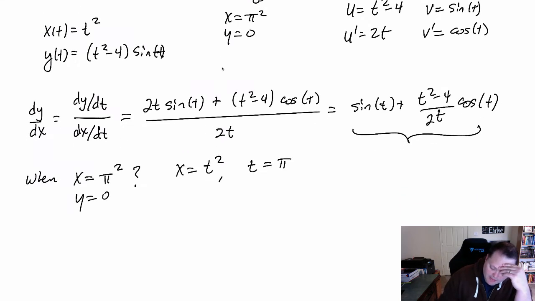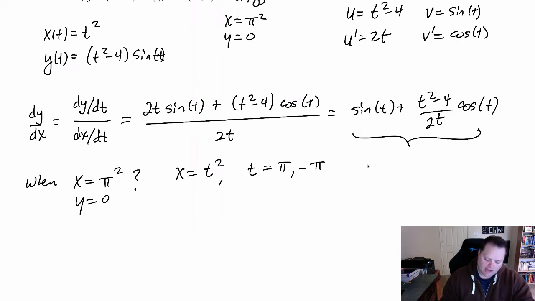So t equal to pi makes sense. But understand that it could also be negative pi. Right? So when is x equal to t squared? Well, if t is pi or t is negative pi, that could be the case. Okay, what about then y equal to 0?